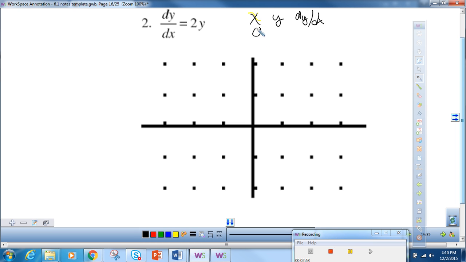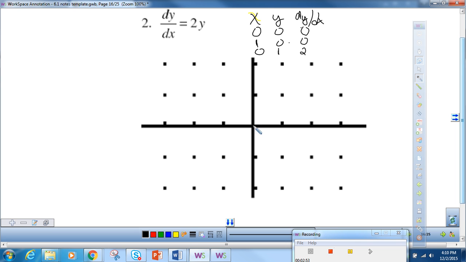So let's say x is 0 and y is 0, I get 0. x is 1 and y is 0, look, I still get 0 because x isn't affecting it. So let's do some where I'm changing y. When x is 0 and y is 1, I'm going to get 2. So we see that our slopes are going to be parallel in this direction.